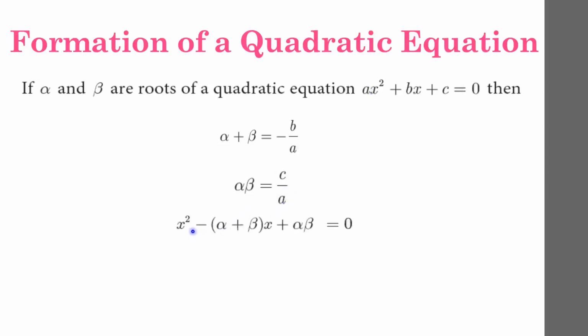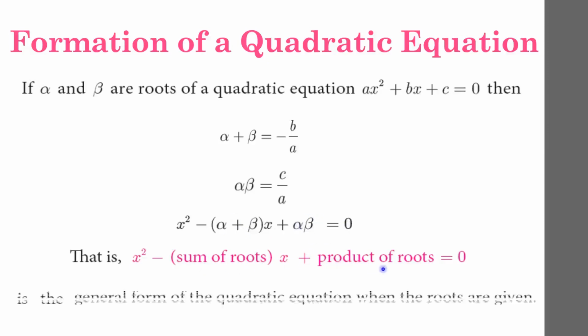Then we can form the quadratic equation as x square minus sum of the roots into x plus product of the roots equal to 0. That is, x square minus alpha plus beta into x plus alpha beta equal to 0. Here alpha plus beta is the sum of the roots, and alpha beta is the product of the roots. So this is the formula to find the quadratic equation if the roots are given. That is, given here is the general form of the quadratic equation when the roots are given.